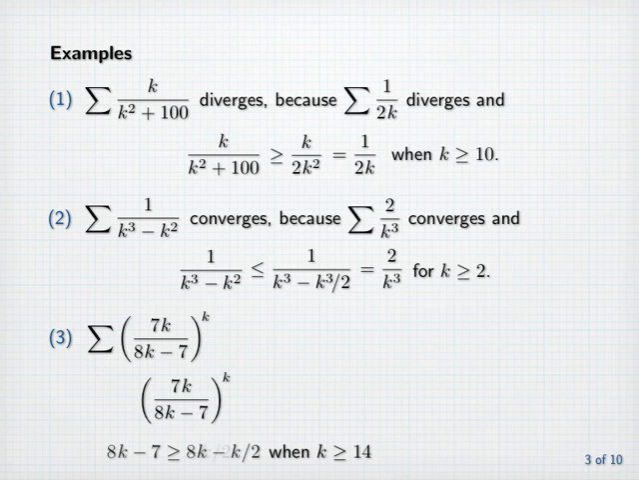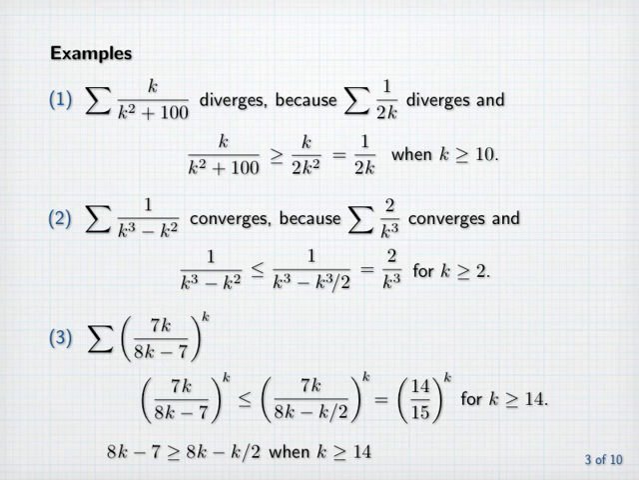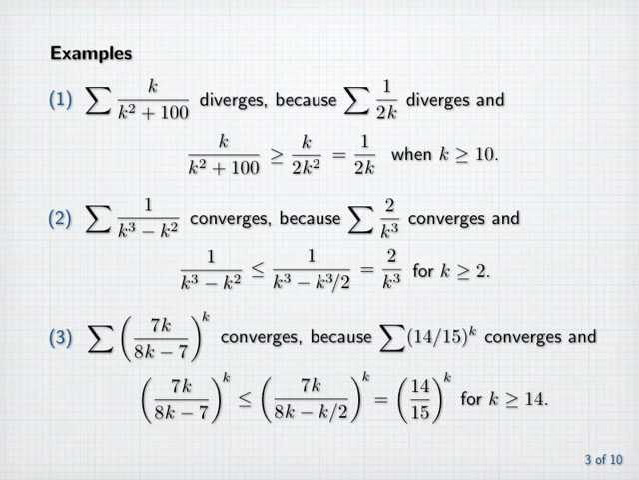So 8k minus 7 is greater than or equal to 8k minus k over 2 when k is greater than or equal to 14. Therefore, when k is greater than or equal to 14, the kth term of our series is less than or equal to the kth power of 7k over 8k minus k over 2, which after simplification becomes 14/15 to the kth power. That is the kth term of a convergent geometric series, since 14/15 is between 0 and 1, and so we conclude that our series converges because the sum of 14/15 to the kth power converges, and the kth term of the series is less than or equal to 14 over 15 to the kth power when k is greater than or equal to 14.